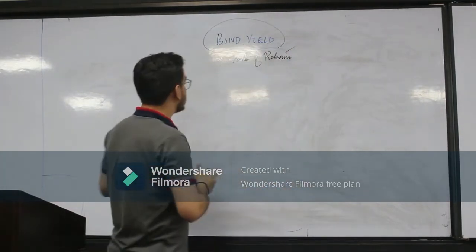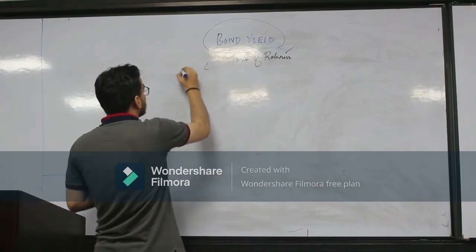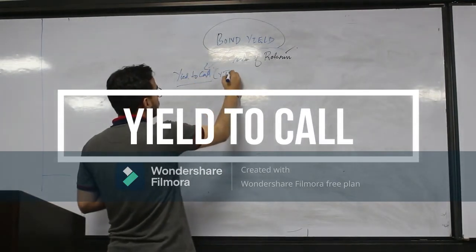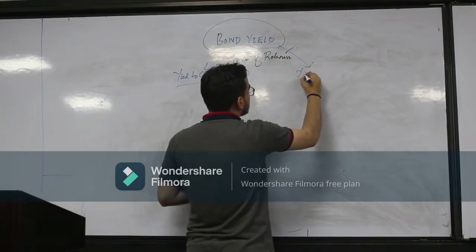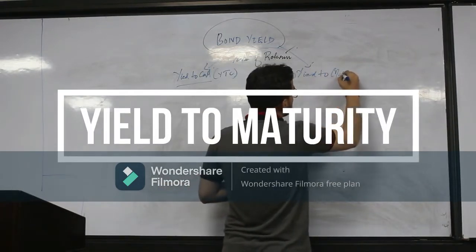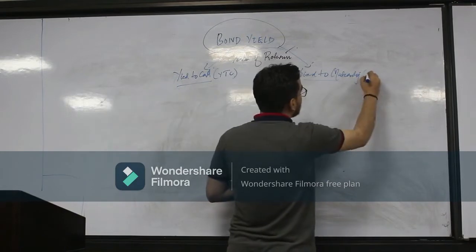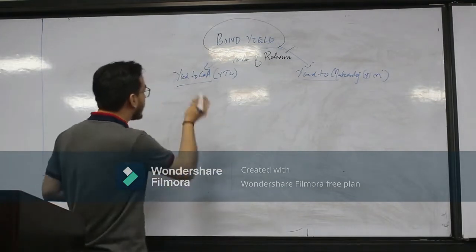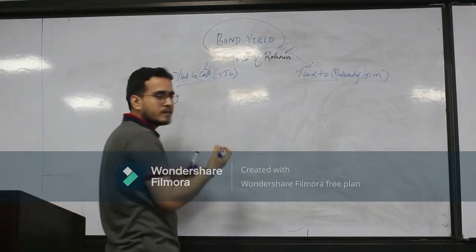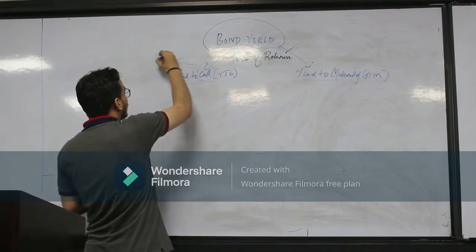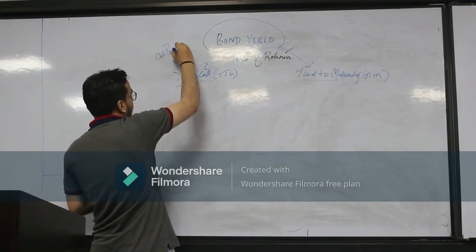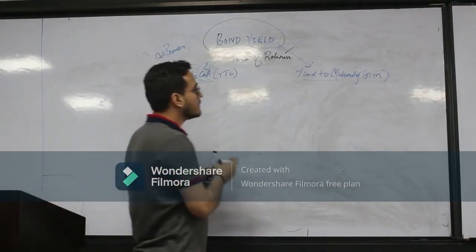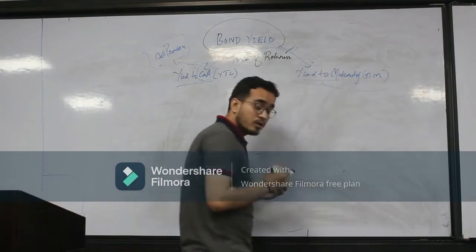There are two types of bond yields. One is yield to call, which we call YTC, and the other is yield to maturity, or YTM. Now what is the difference between yield to call and yield to maturity? You might be guessing that yield to call is related to the call provision, and you are right. This is exactly what is related to the call provision. Let's first discuss what yield to maturity is.